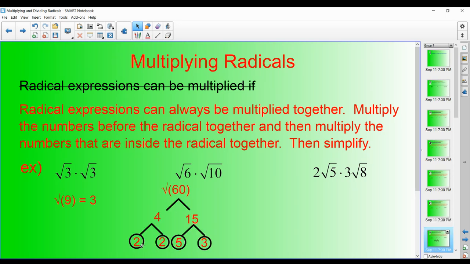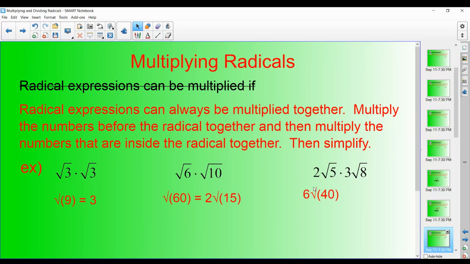So we make the factor tree, we see that we have a pair of 2's, so we can pull out a 2, and then we're left with 5 times 3 inside, so we're left with 2 root 15. Now in the case where we have coefficients, we multiply them together to get 6, and we multiply the square roots together to get square root of 40, and once again, we're going to simplify the square root of 40. So this is combined after I've simplified square root of 40.